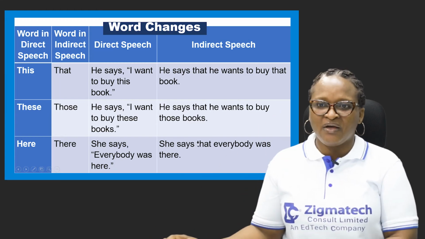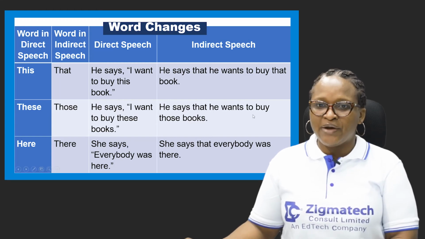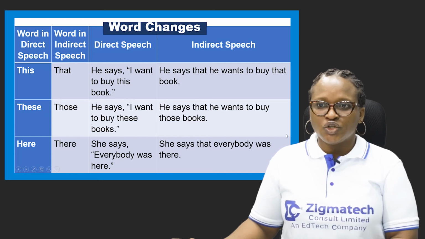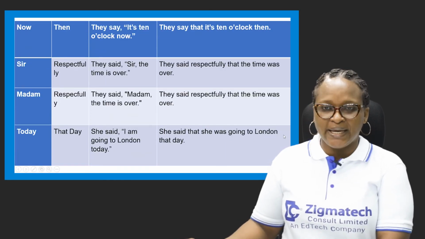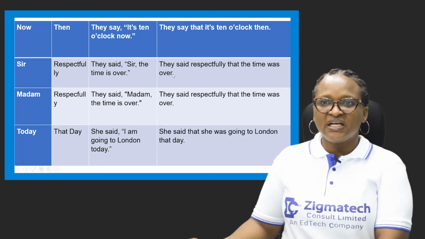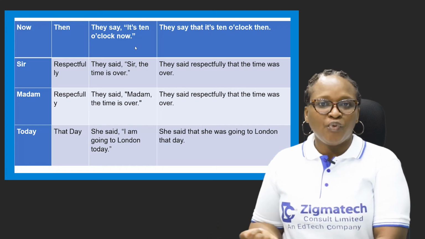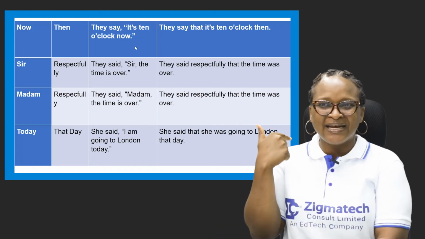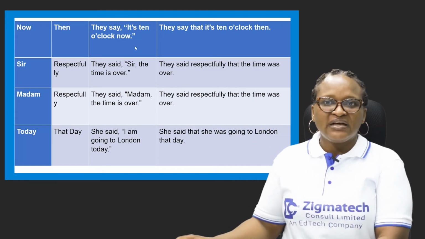Another example is here and there. She says everybody was here. You're changing to indirect speech. Here changes to there. These are common word changes. So she says that everybody was there. Now changes to then. They say, it's 10 o'clock now. So at the point of reporting, it has to be, it was 10 o'clock then.